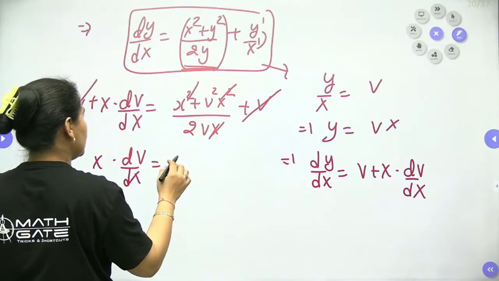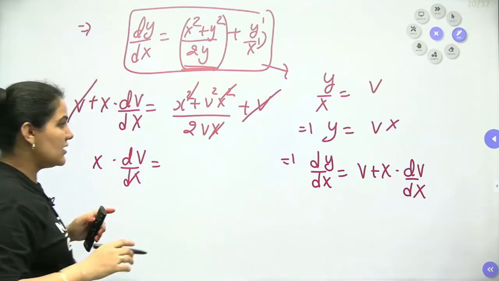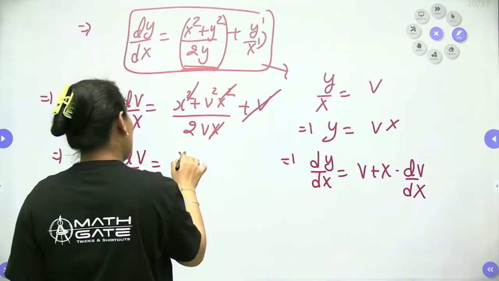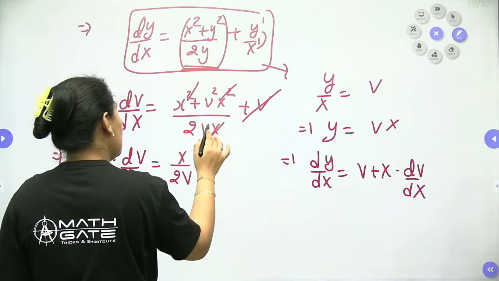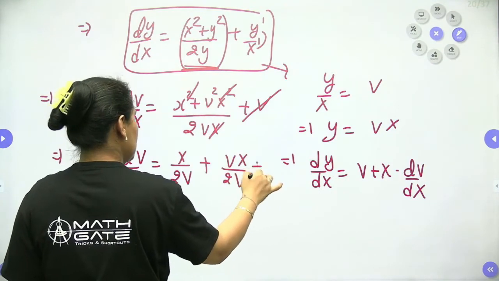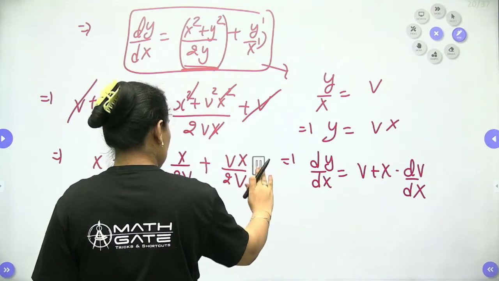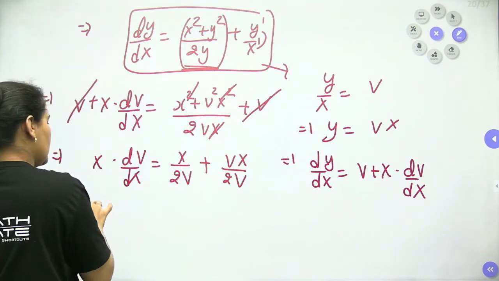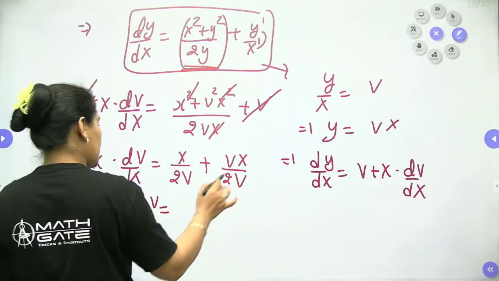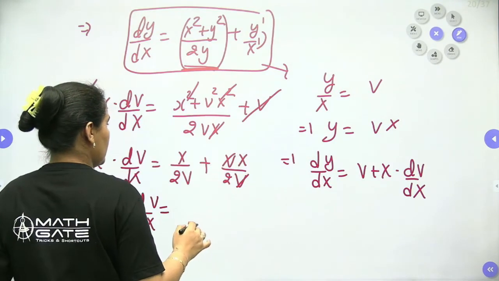So you can approach, because in the denominator we are having only v, so we can cancel out x and x also. So it will be x by 2v. Yes, plus it will be vx by 2v. Yes, plus nothing is here only, right? So it is x into dv by dx. Yes, plus v and v will be cancelled out.